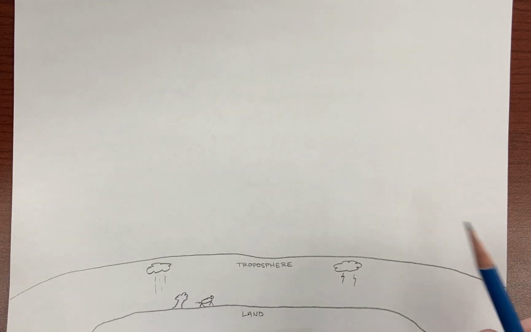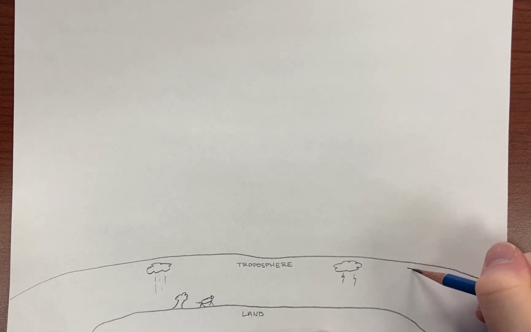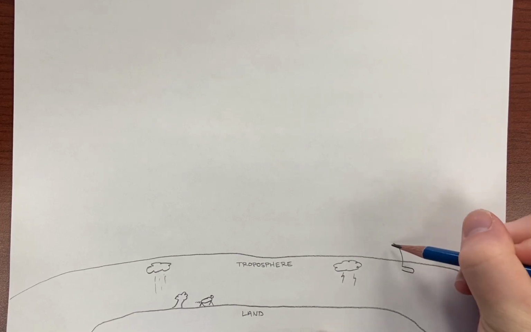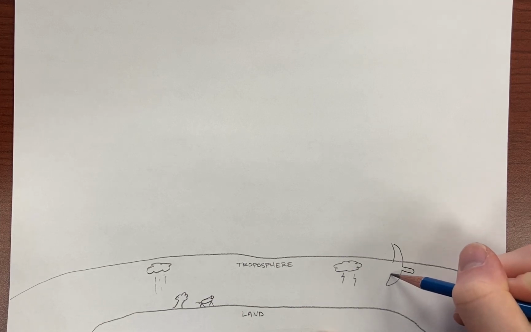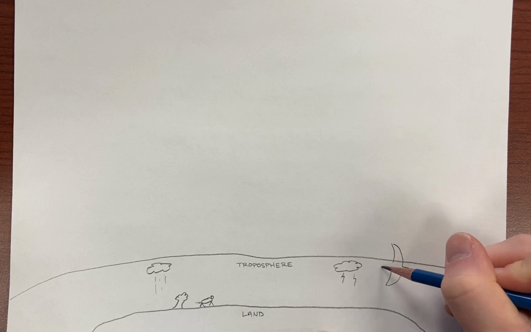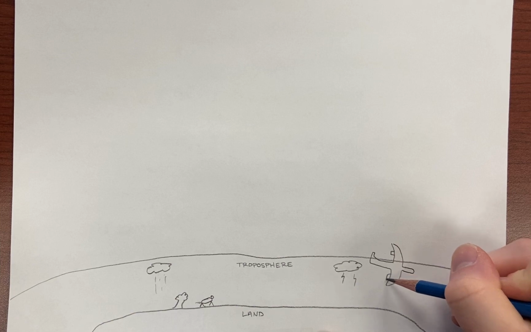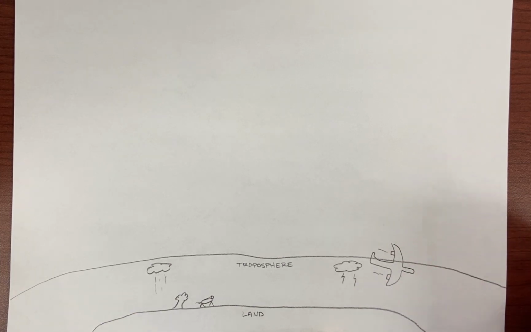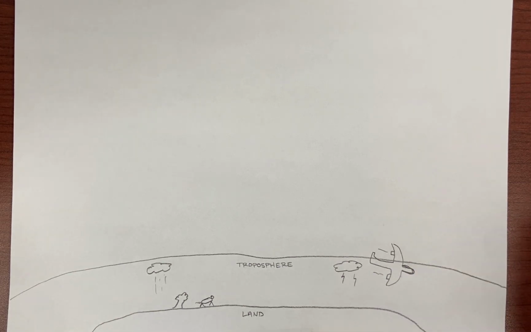Also, most of your passenger planes are going to be found here in the troposphere. So if you want to test your artistic ability, you can draw a little airplane here. We'll draw the front end, a wing, looping back, another wing here, looping back. Oh yeah, thrusters. Okay, there's our airplane.